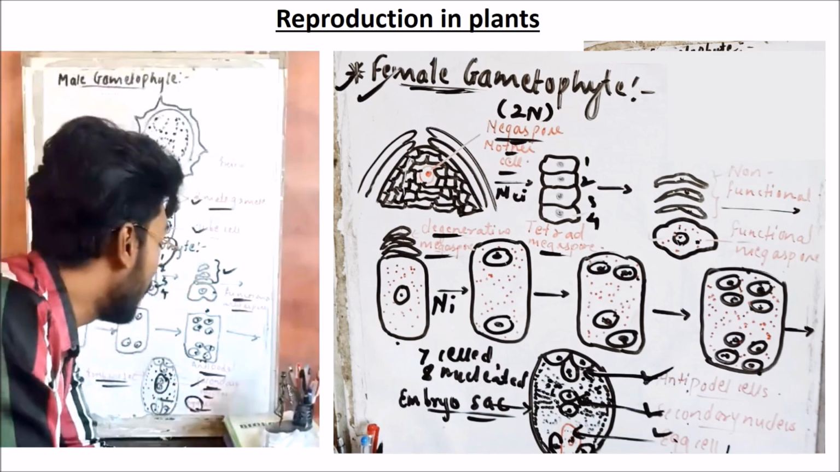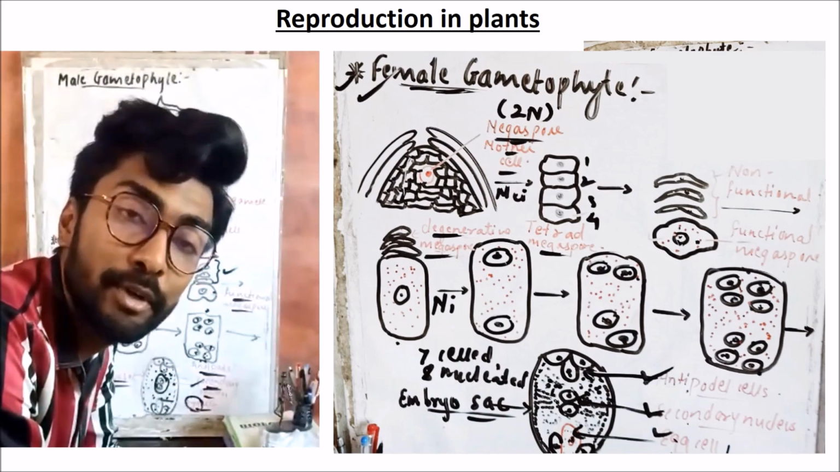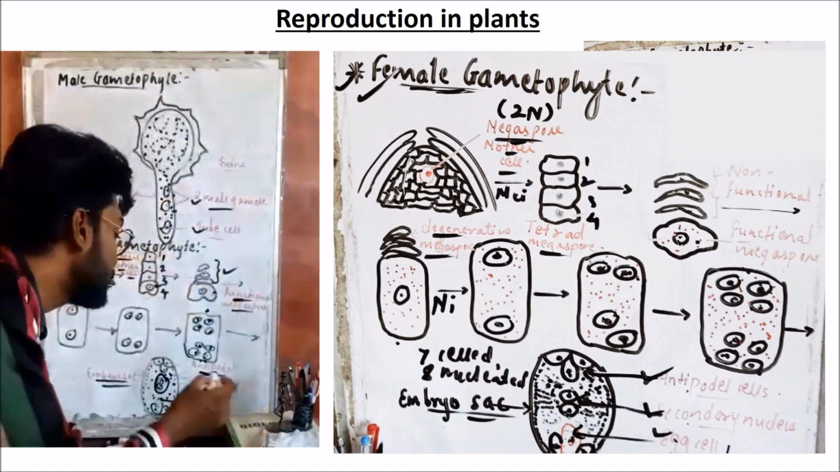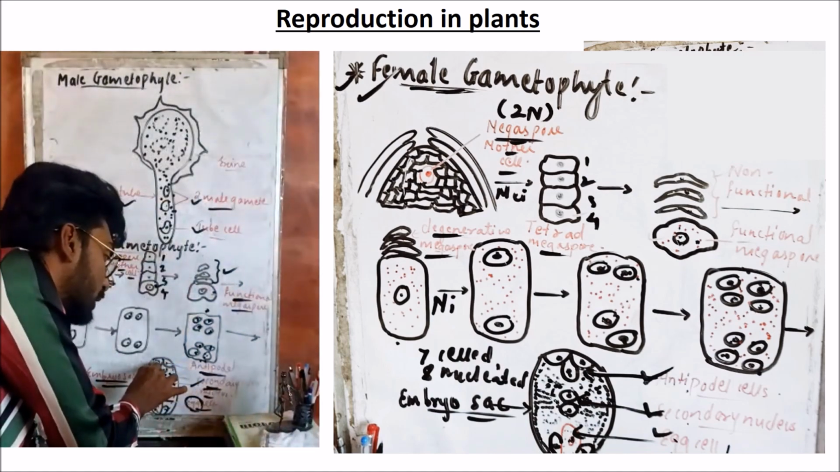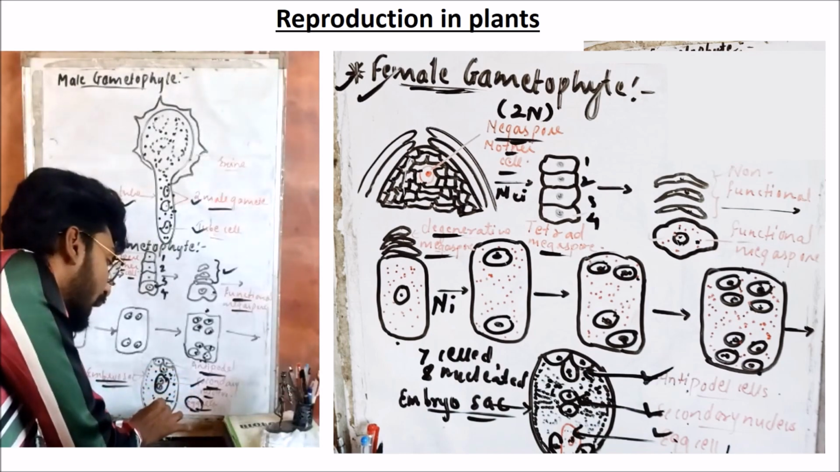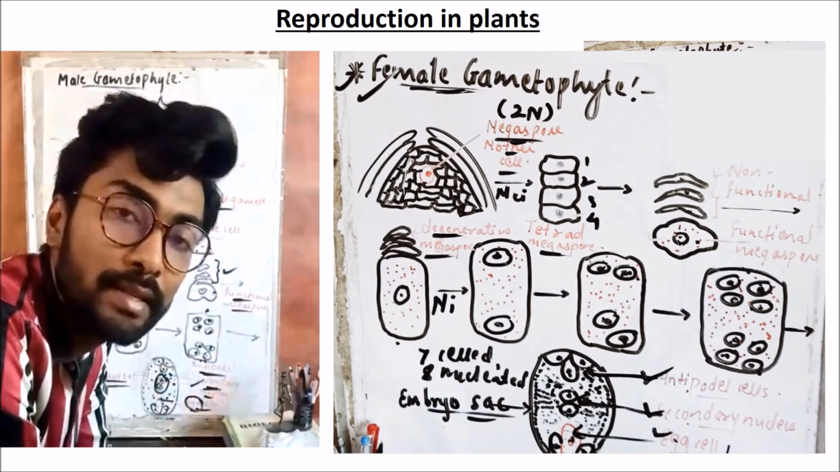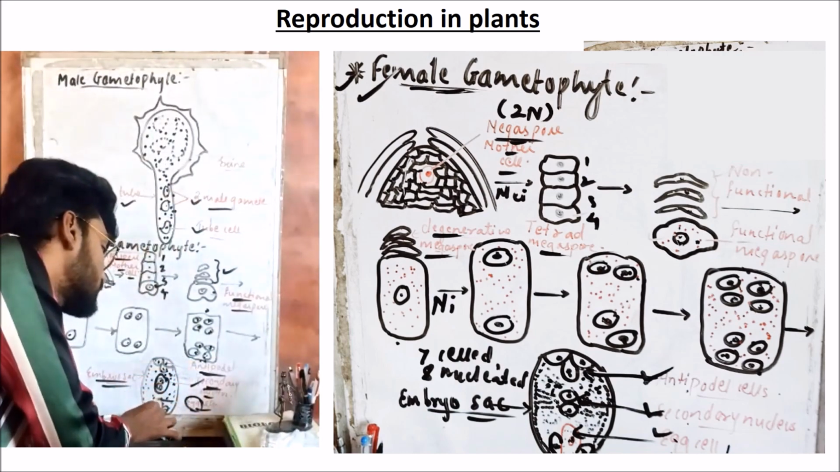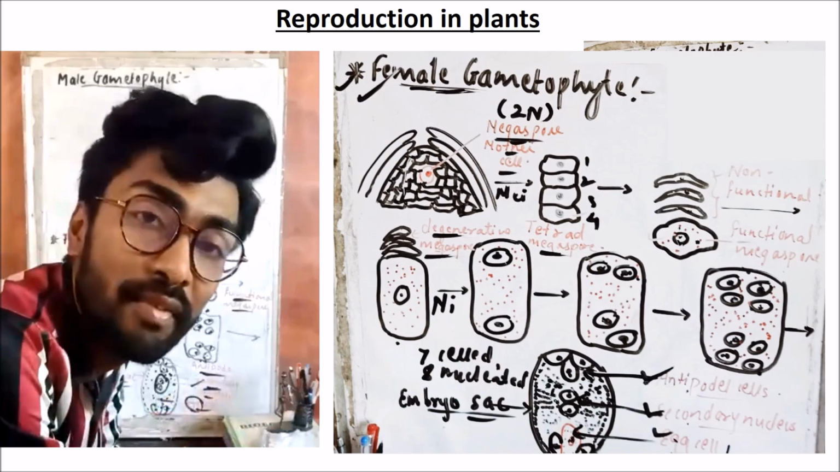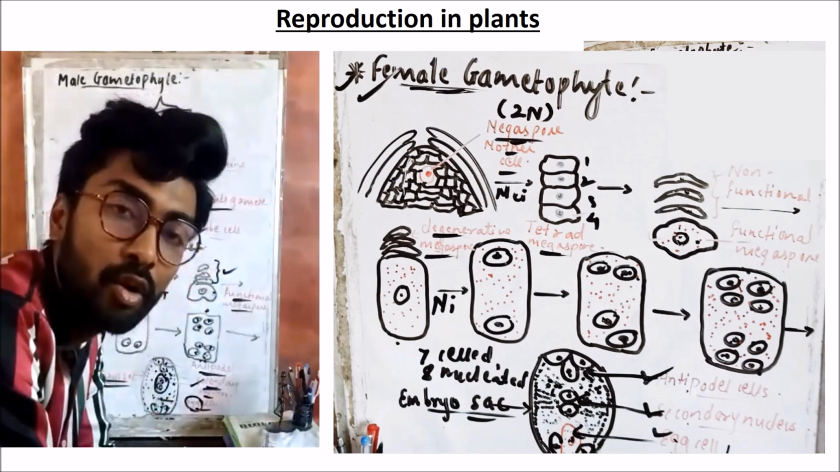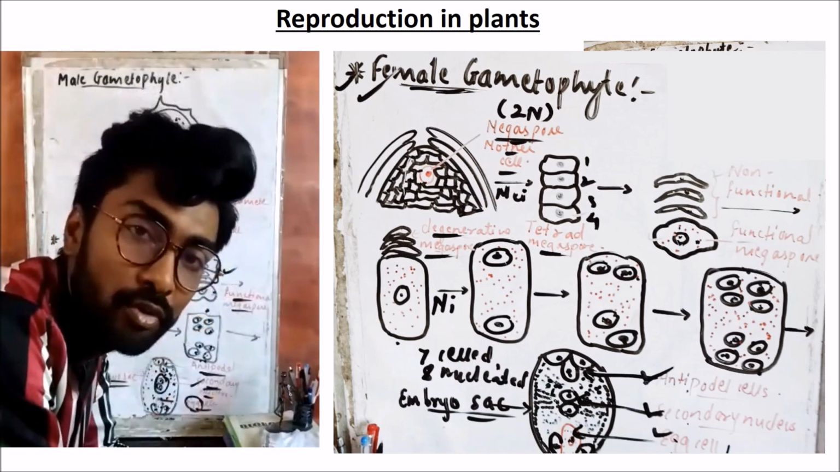Now, this embryo sac or female gametophyte is a 7-celled, 8-nucleated structure. That is, a total of 7 cells are present: 1, 2, 3, 4, 5, 6 and 7. And a total of 8 nuclei are present: 1, 2, 3, 4, 5, 6, 7, 8. So it is a 7-celled, 8-nucleated structure. Such kind of embryo sac is generally called the polygonum type of embryo sac.